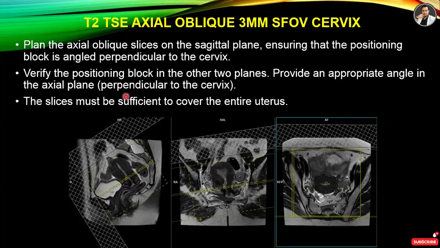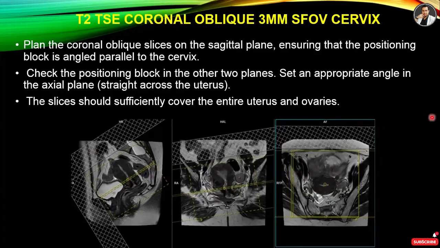Then we will give an axial plan. We will give an axial plan so that the slice is perpendicular to the cervix, and it covers the entire uterus. So we will get an axial image like this of the cervix. Actually, the cervix and the uterus are almost the same; I didn't see them separately.